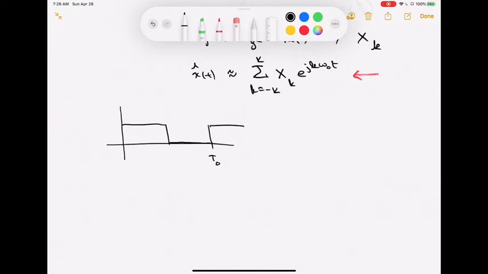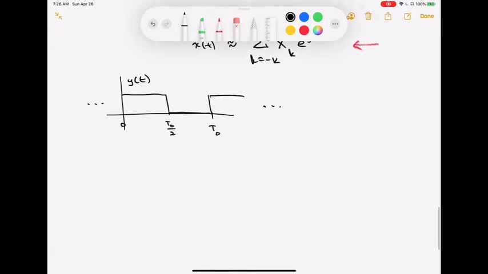What does that do? It starts at 0 and then ends at T naught by 2, then is 0 until T naught, and then it just keeps repeating. So we're still going to have a 50% DC offset square wave. But in this particular case, it's been shifted over just a tiny bit from x. I'd like to go ahead and find its Fourier series as well.